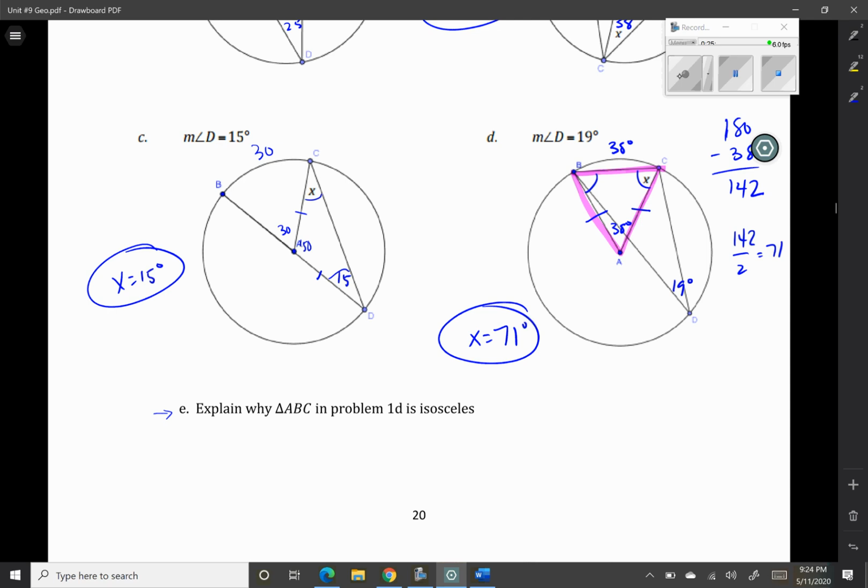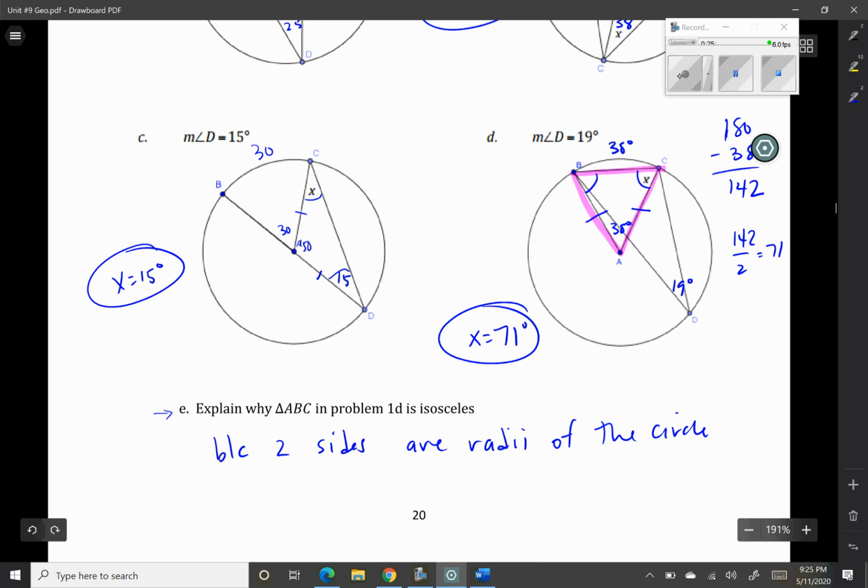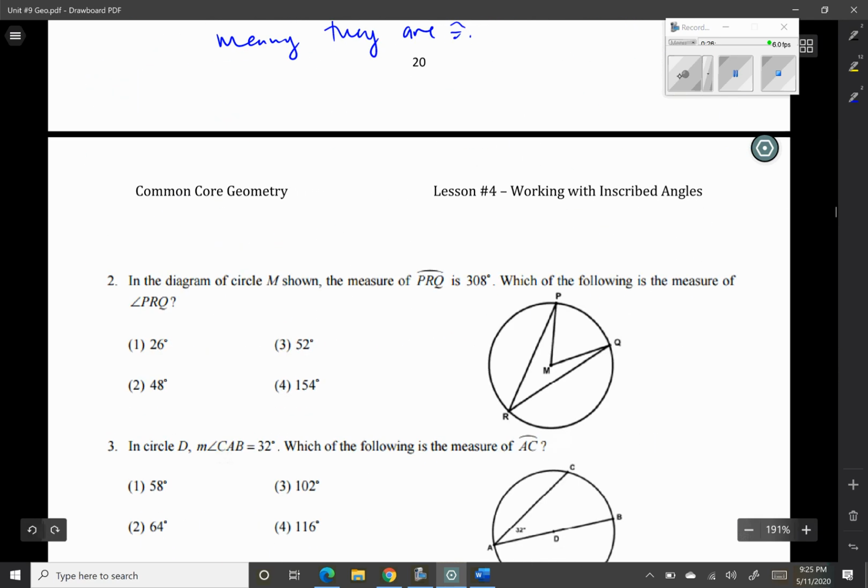And you have to say, because two sides are radii, or the radius, however you want to say it, of the circle, meaning they are congruent. Also, we know that isosceles triangles have two congruent sides. However you're explaining it has to be something valid about circles. So you have to have the fact in there that they're radii before you could start to talk about it being an isosceles triangle. Okay, important concept.